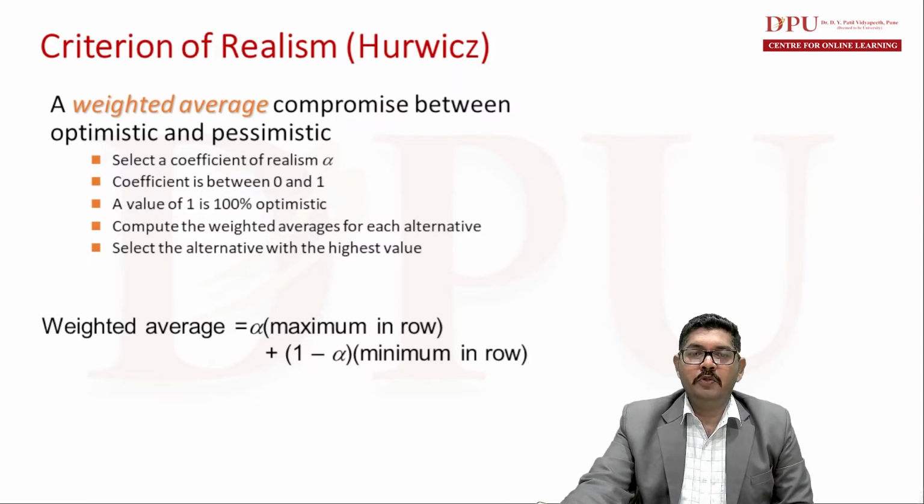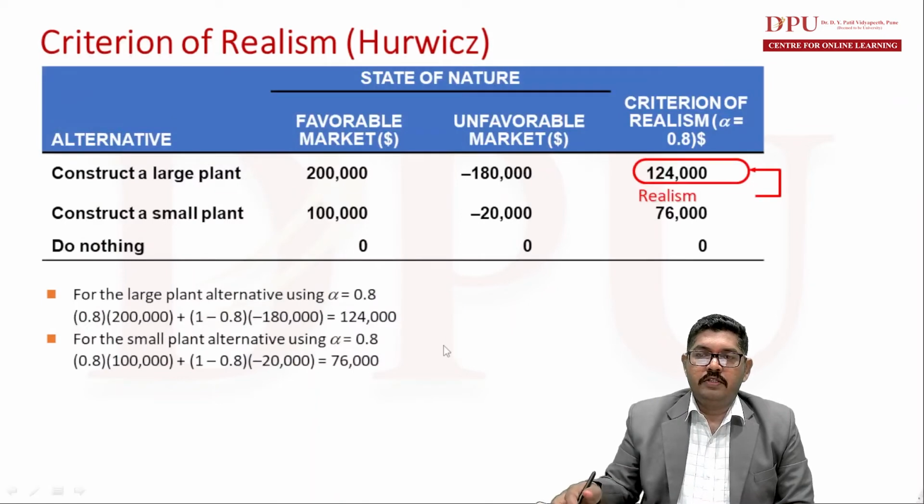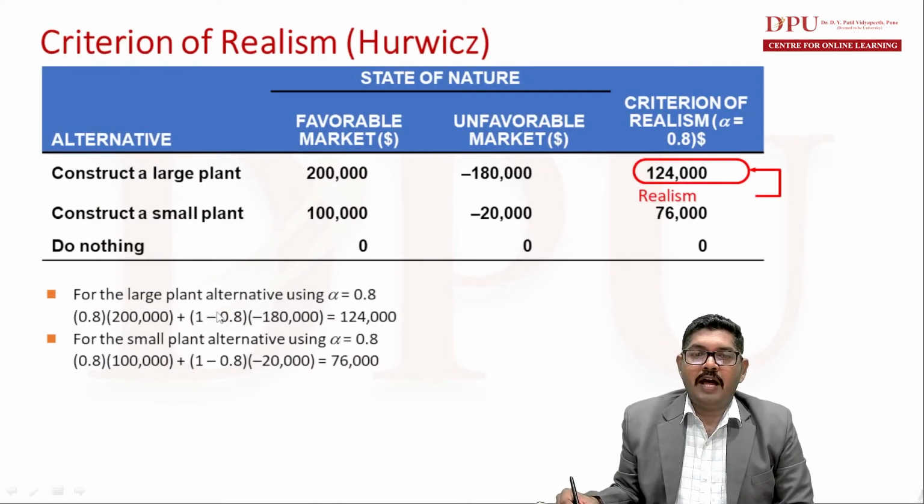So the weighted average is equal to alpha multiplied by the maximum in a row, plus 1 minus alpha multiplied by the minimum in a row. This is how we are going to calculate it. For the large plant alternative, we are using alpha equal to 0.8. So we multiply the maximum value in a row by 0.8, right? So 0.8 multiplied by 2 lakh plus 1 minus 0.8 multiplied by the second payoff for constructing a large plant, which is minus 1 lakh 80,000. When we calculate it, we get 1 lakh 24,000 as the criterion of realism, right?